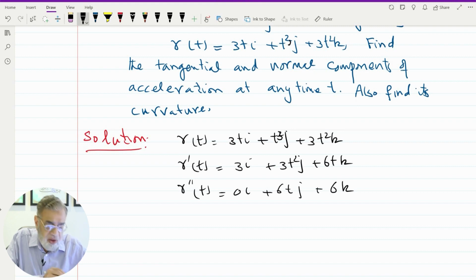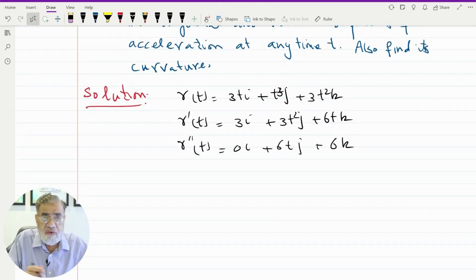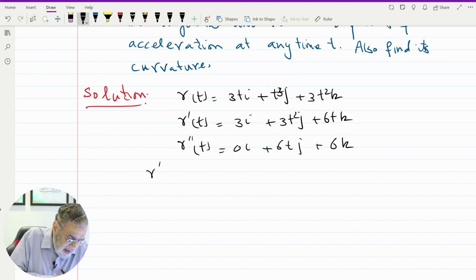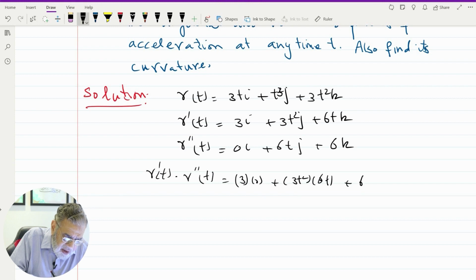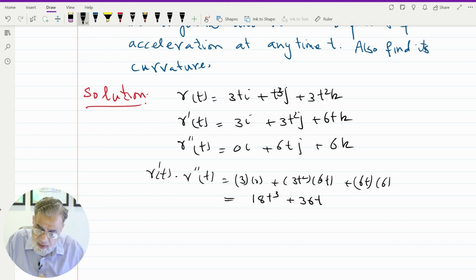Now as you have seen, we need the dot product. For the vector function, we can find the dot product and cross product also. The dot product is r dash of t dot r double dash of t. This is equal to 3 multiplied by 0 plus 3t squared multiplied by 6t, plus 6t into 6. Simplifying, we get 0 plus 18t cubed plus 36t. So this is my r dash dot r double dash.